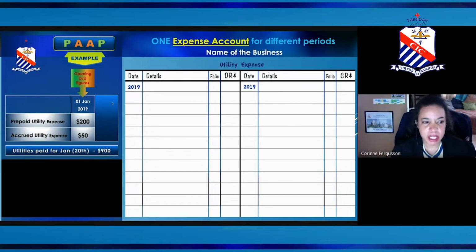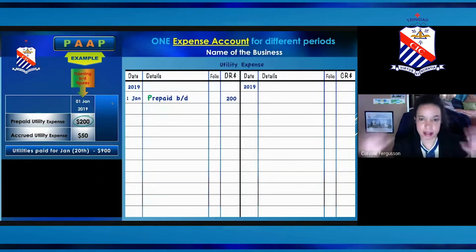So you start with the beginning figures, and the first thing in PAP would be prepaid and your opening figure. So you will put the 1st of January, prepaid brought down. It is understood that it is prepaid utilities, so you don't have to put that, you just put the prepaid brought down, and that will be okay enough, right? And how much is your prepaid brought down? $200. Easy as that, right?